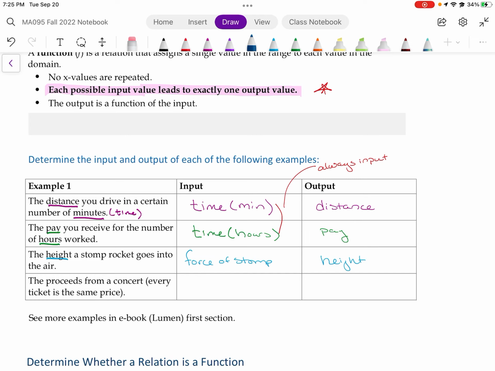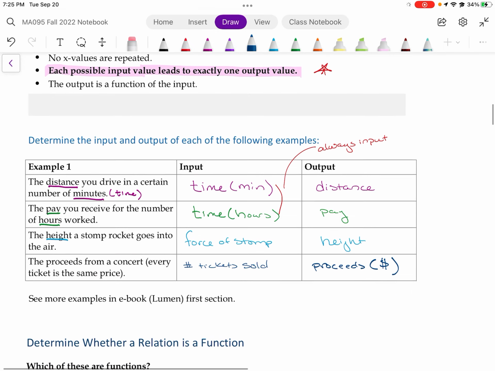All right, so the input is going to be the number of tickets you sell. The number of tickets sold. All right, and the output is going to be the proceeds. What does proceeds mean? Well, it means the money made. Okay, so there are more examples in the ebook in the first section.